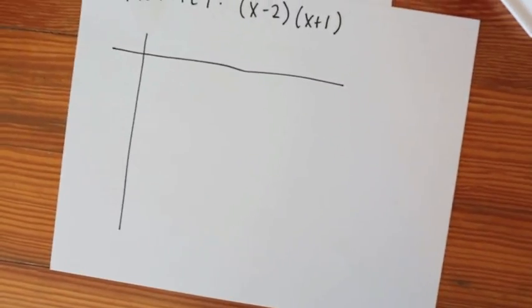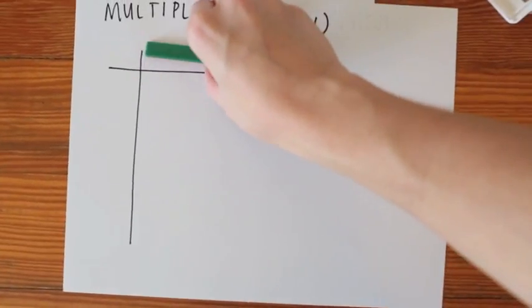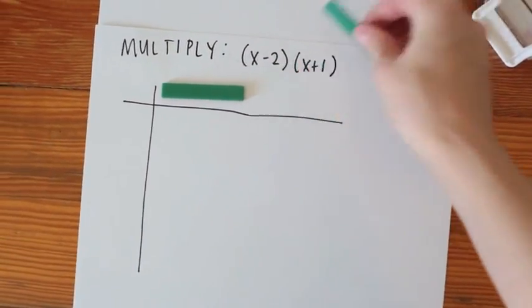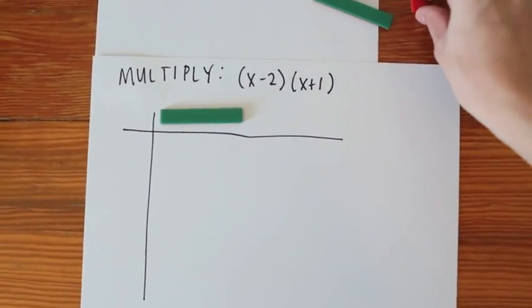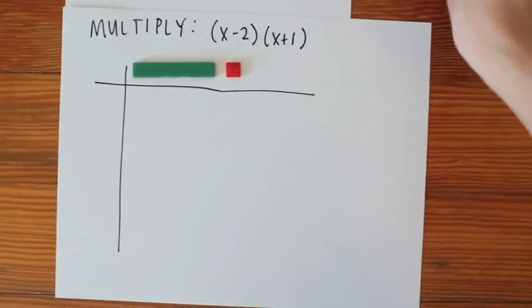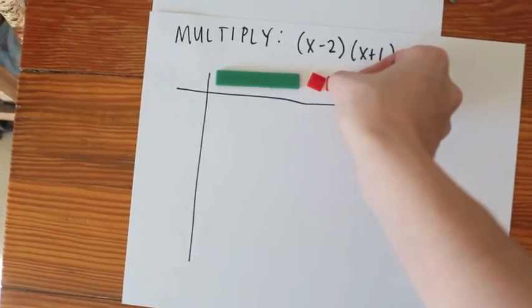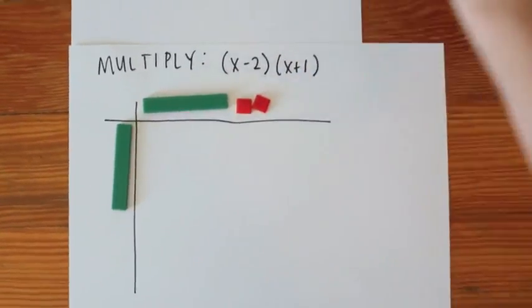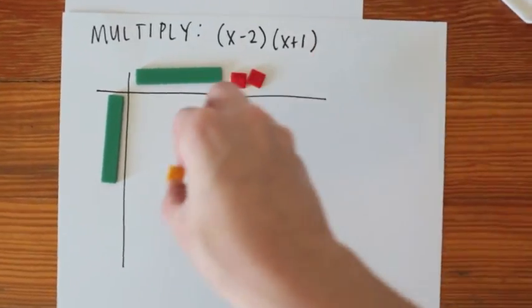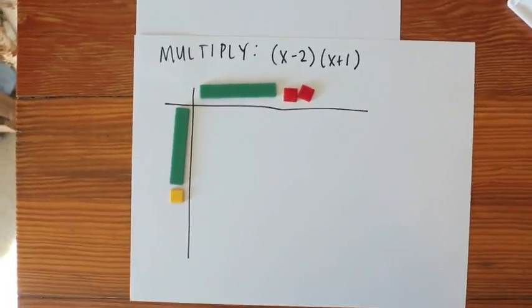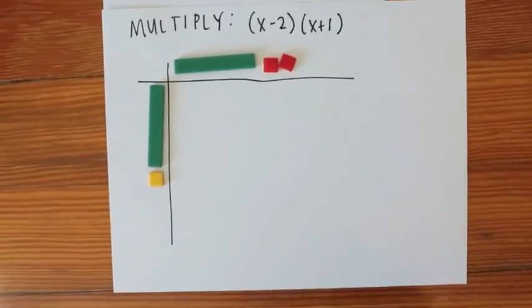So the way we would do this with algebra tiles is we're going to model this first binomial up top. So we've got x minus 2. Okay, well, remember that a 1 unit, if we turn it the other way, to make it red, it's negative. So we've got x minus 2, and then x plus 1 on this side. And we're going to use the area model here, so that's how we set it up. And we want to use the area model to compute this.